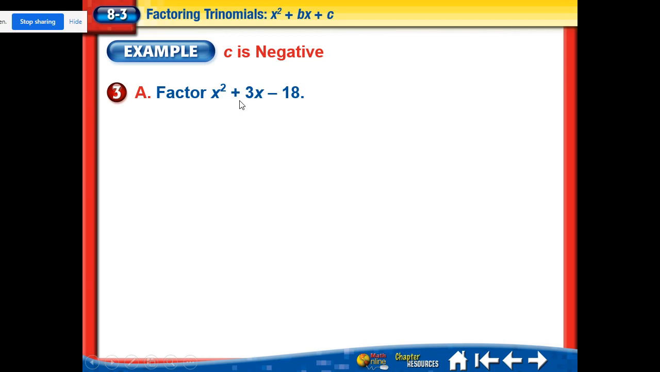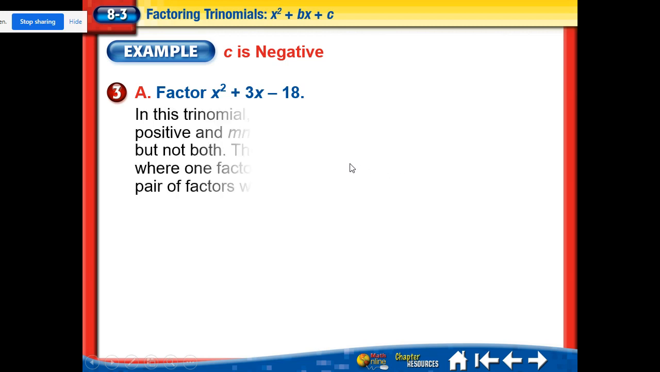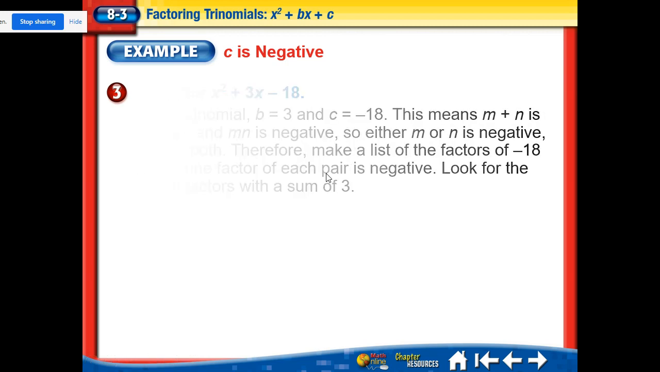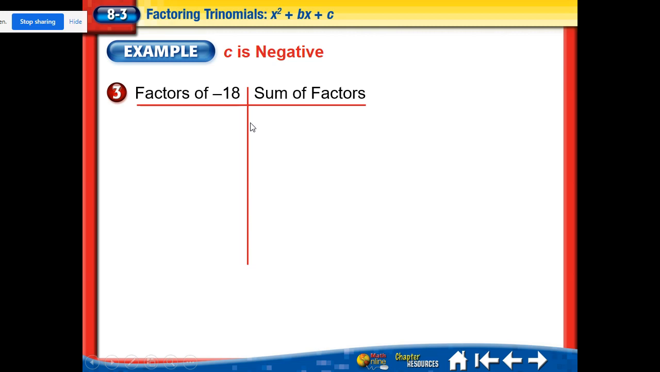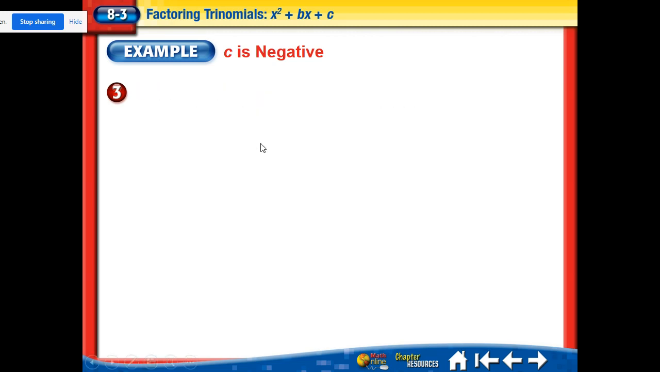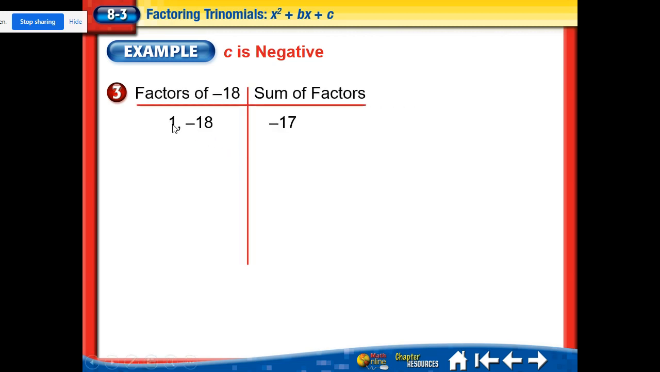All right, what about this one? Now notice it's a plus and then a minus. Whenever this last value is negative, one's going to be negative, one's going to be positive in terms of my factors. So here's negative 18, and we're trying to add up to be 3. So negative 18 is 1 and negative 18, or negative 1 and 18. Notice we have to take into account both of them. One will give us a negative, one will give us a positive. But we're trying to add up to be 3. Neither one of those is 3.